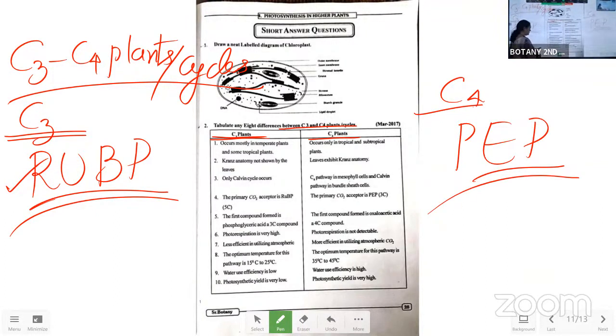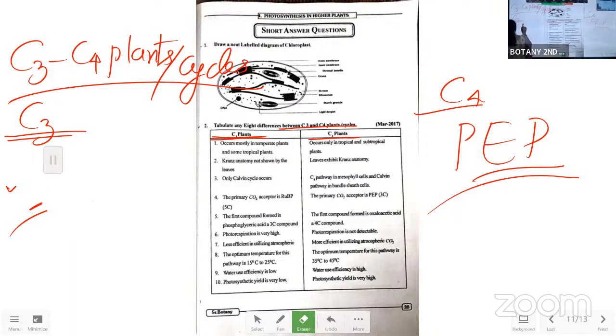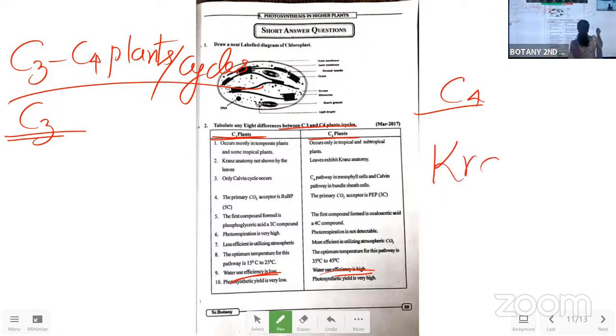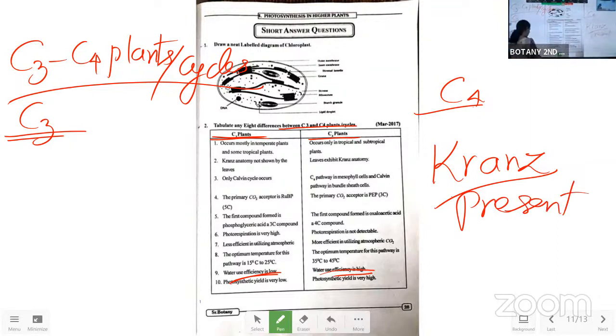Okay, and the next one is, for doing this C3 cycle, they need much more water. Water efficiency is less in the C3 cycle, and in the C4 cycle, water efficiency is more. And in the C3 cycle, Kranz anatomy is absent. In the C4 cycle, Kranz anatomy is present, whereas it is absent in the C3 cycle.